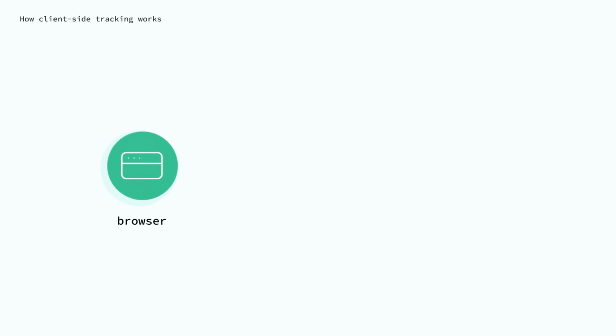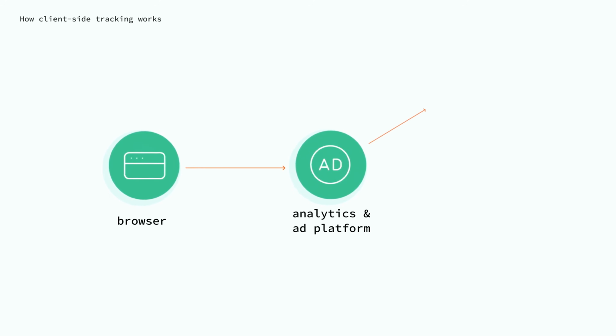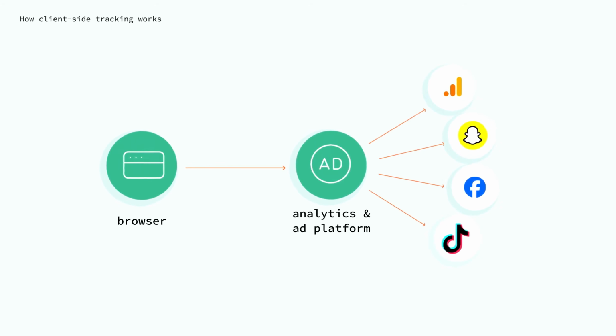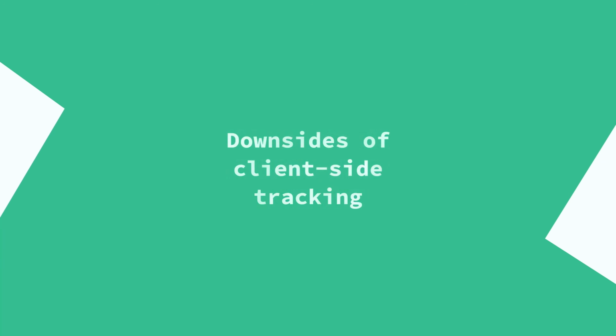Client-side tracking collects data directly from the user's browser. When someone visits a website, their actions like page views, clicks, or any other interactions are sent to ad or analytical platforms directly from the user's browser. While client-side tracking is commonly used, it has some limitations. Let's take a look at a few of the main drawbacks that businesses face when relying solely on this tracking method.